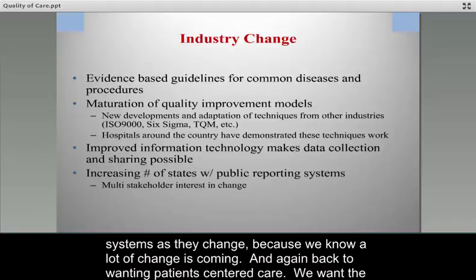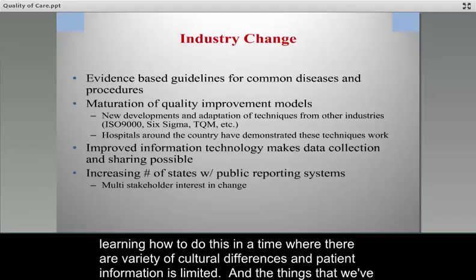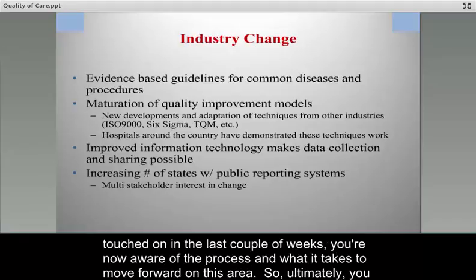And again, back to wanting patient-centered care. We want the patient proactive. We want them engaged with their clinician. You can't have the clinician ready to be active and engaged without the patient. So learning how to do this in a time where there are a variety of cultural differences and patient information is limited, and the things that we've touched on in the last couple of weeks, you're now aware of the process and what it takes to move forward in this area.